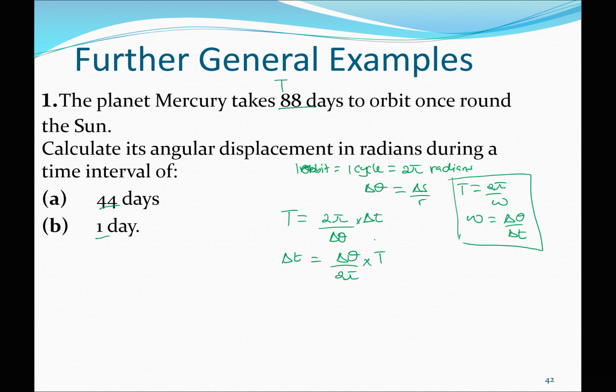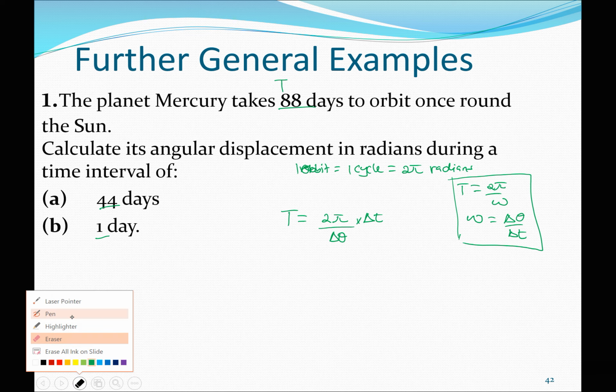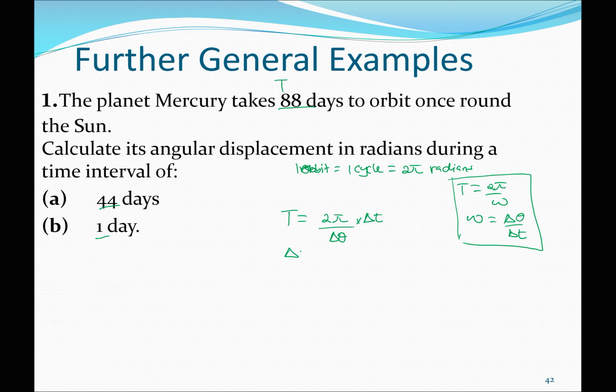Is that correct mathematics? No, we want to find angular displacement, so I have to make delta theta the subject, not t. I will not use this. I'm making delta theta the subject, so delta theta is going to be equal to 2 pi over T times the time t. So it is delta t over T times 2 pi.